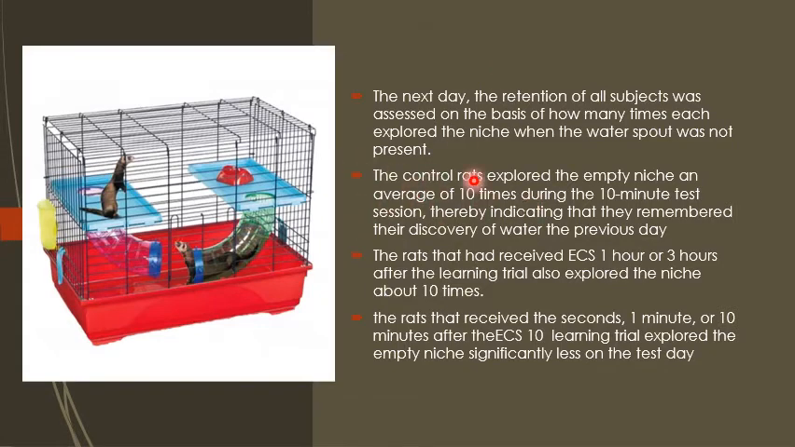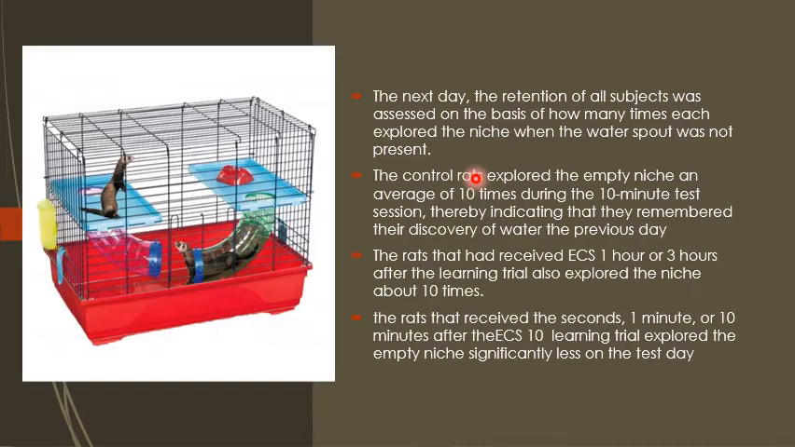The control rats, when you say control rats, those are the rats that were also given a learning trial, water was placed in the niche, then for a duration of 15 seconds they were allowed to drink the water. But they were not administered the electric shocks. Okay? So that is the meaning of control rats. They underwent the learning trial, were still allowed to drink water, but they were not administered the electric shocks.